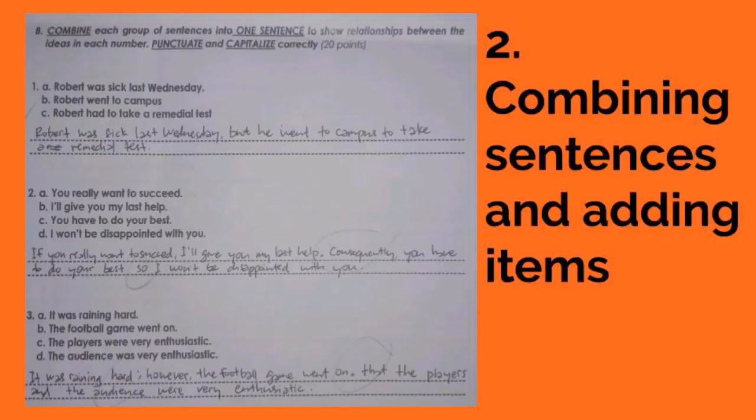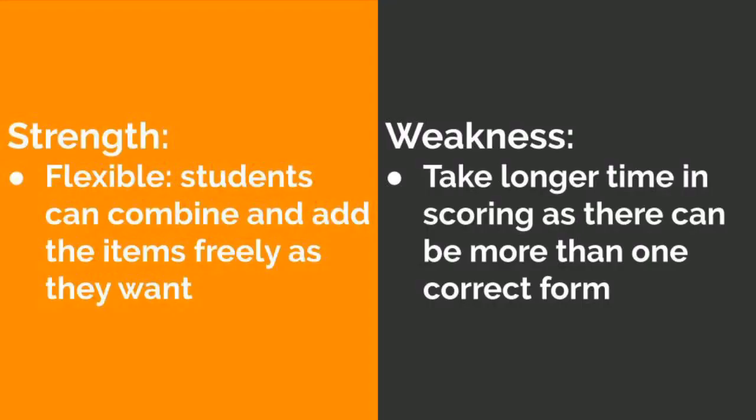The second test is combining sentences and adding items. Students are instructed to combine a group of sentences into one correct sentence and also add punctuation to the sentences. There are 10 questions for this test. The strength of this test is it is flexible for the students as they can choose how they want to combine and add items into the sentences as long as the form is correct. And the weakness is it would take a long time in correcting and scoring as there can be more than one correct form of each sentence.